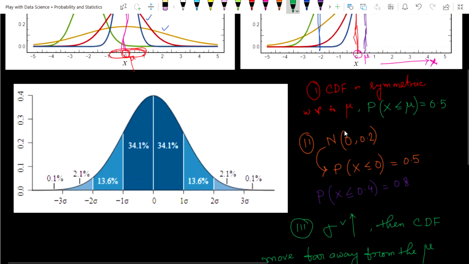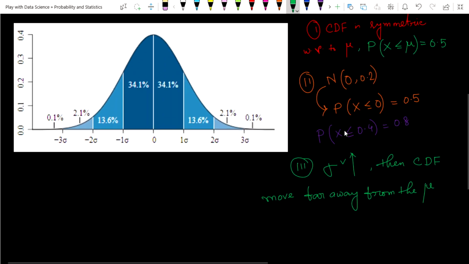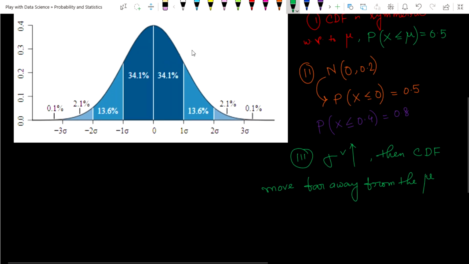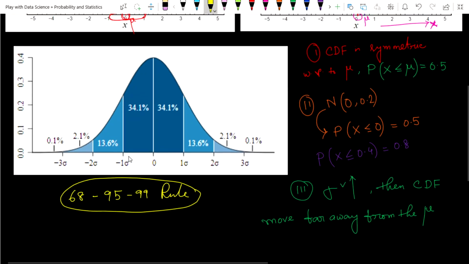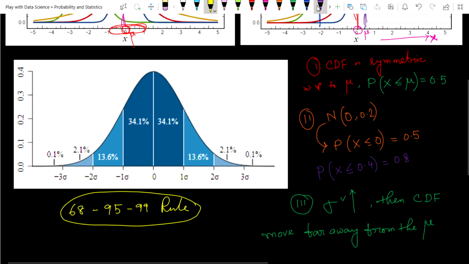Now another important concept regarding the standard deviation in the Gaussian normal distribution is the 68, 95 and 99.99 rule. Now let's see what this rule is talking about.